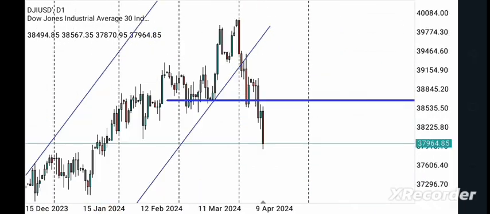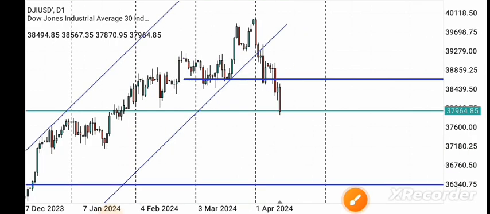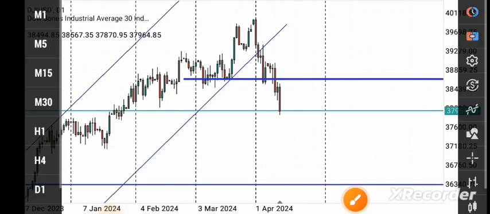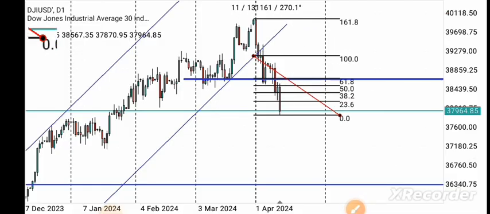To add to this guys, as much as we had this pattern over here, just note that we also have a smaller double top over here, which also has a neckline at that point. So this is a very strong level of resistance at this point in time. And if we were to utilize Fibonacci, just bear with me. Let's have a look.